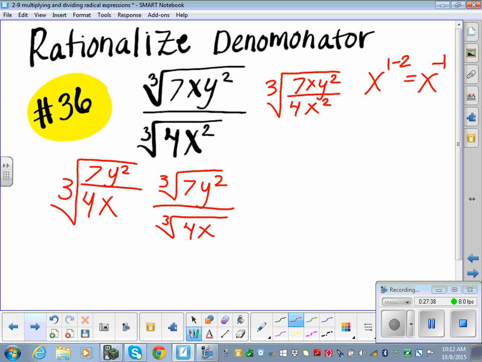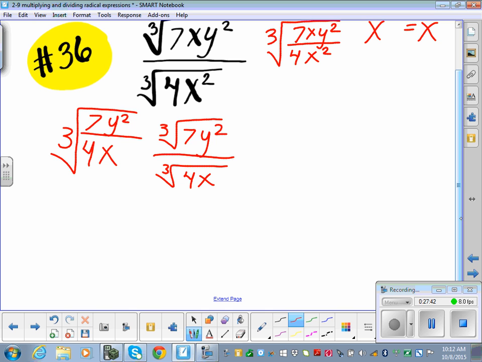Okay, so now we have rationalized denominators in the past with square roots. We needed 2 of them, right? But with cube roots, how many do you think we need? 3. So this one's going to be a little bit trickier.